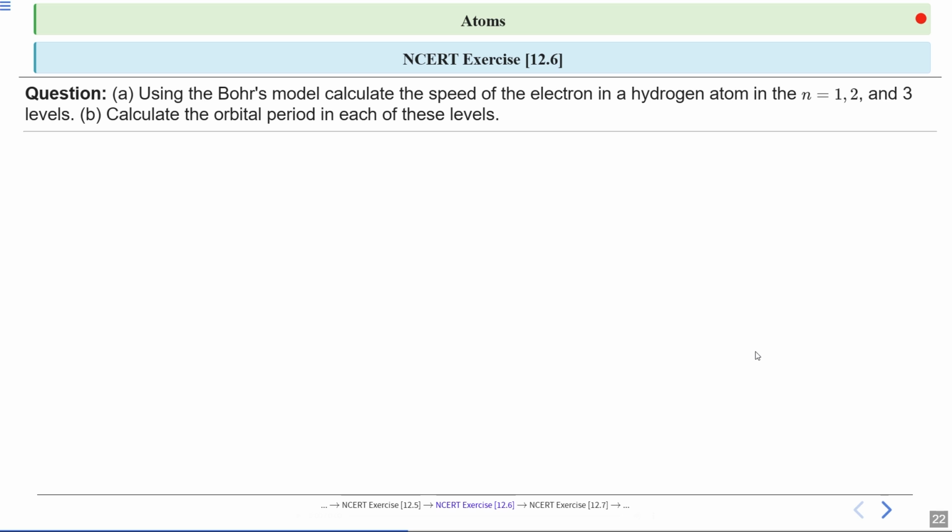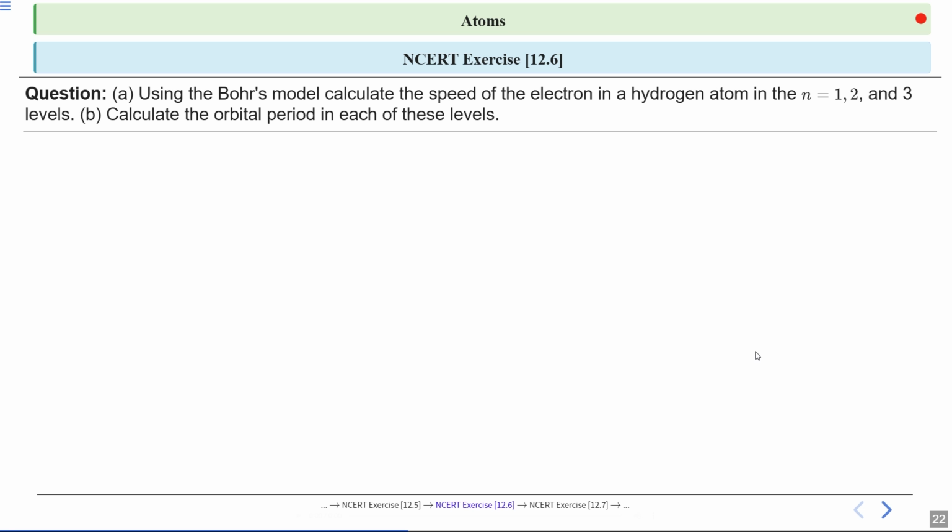Let's see what this question is asking. Part A asks us to use Bohr's model to calculate the speed of the electron in a hydrogen atom for the first 3 energy levels, n equal to 1, 2 and 3. Part B asks us to calculate the orbital period, the time it takes for the electron to make one complete orbit or revolution for each of these levels.